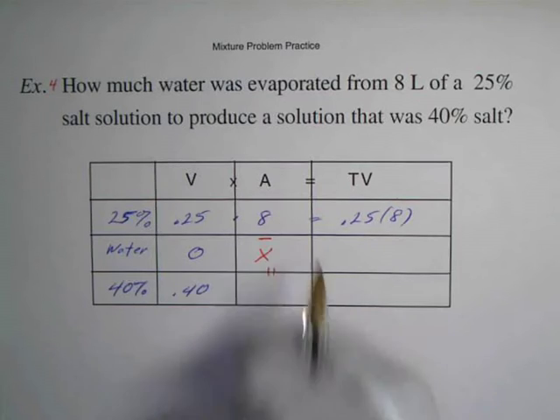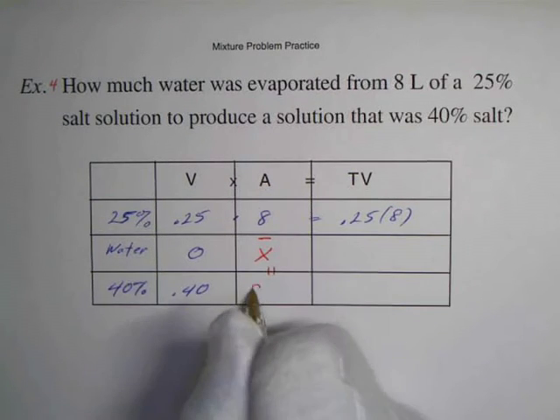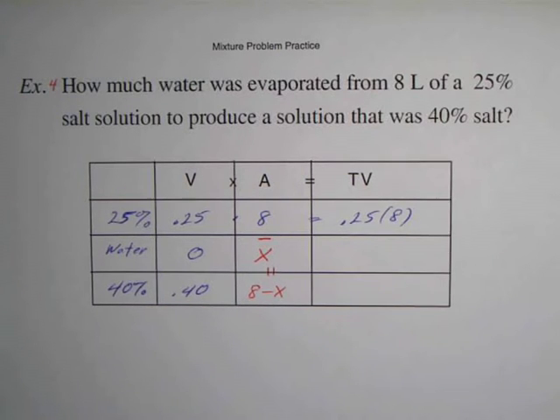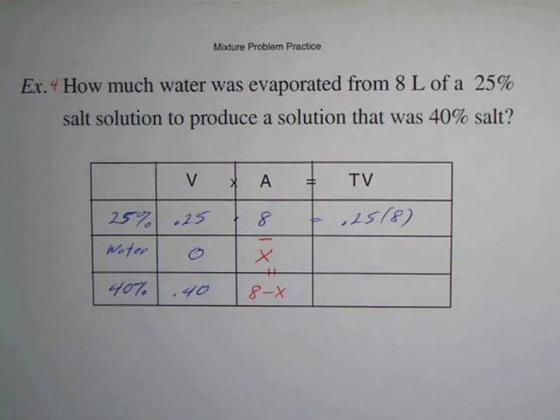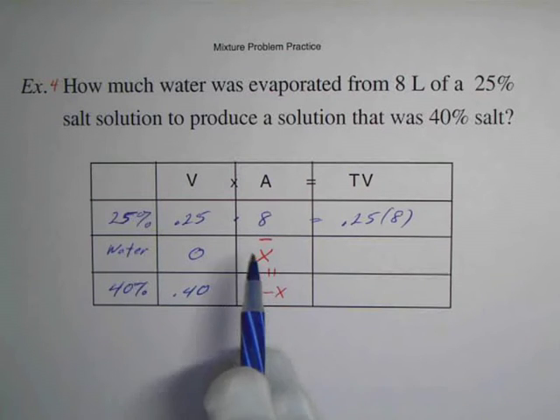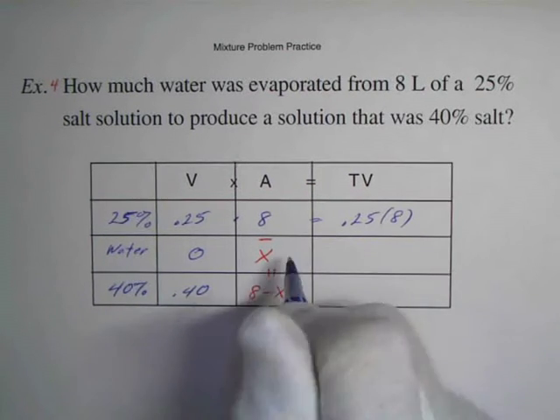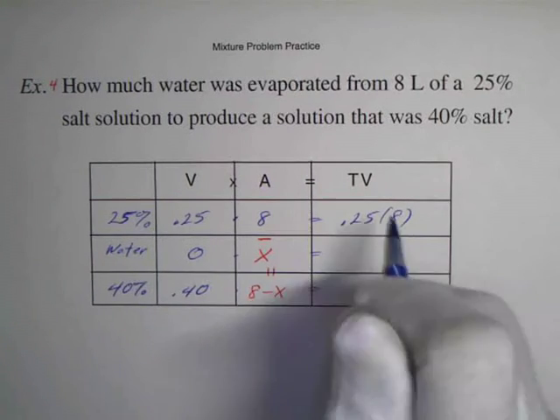So we're going to subtract. So that's going to be 8 minus X. And that's how many liters we're going to have of the solution that will be 40% salt. And then we can just multiply across on these. So again, once you have these boxes, these 2 boxes are the ones that you have to work at, then you just multiply across. So it becomes very easy with your data organized.